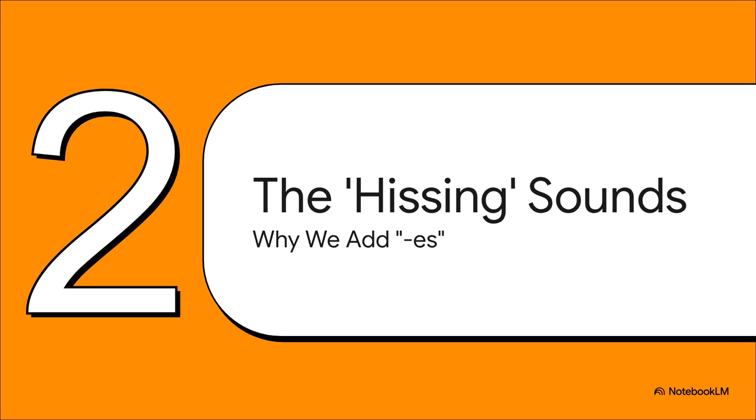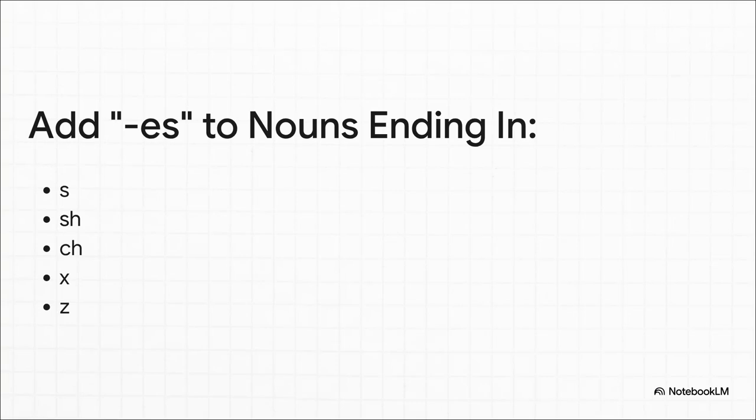Now, this isn't really an exception to the rule, it's more like a practical fix for a pronunciation problem. You'll see what I mean. Okay, so here's the deal. If a word ends in one of these hissing sounds, like S, SH, CH, X, or Z, just adding another S is, well, it's a mouthful. Go ahead, try to say foxes or dishes. It's awkward, right? It just kind of mushes together.